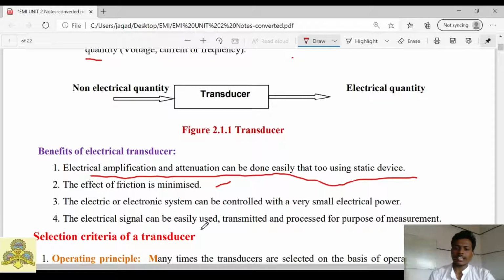The electrical signal can be easily used, transmitted and processed for the purpose of measurement. So if we have an electrical signal, it can be transmitted from one place to another easily, and it can be processed. That means you can amplify, attenuate, filter, store, display, and do many more functions on electrical signals. So hence it is better to convert any form of energy into an electrical signal than to use it directly to display.